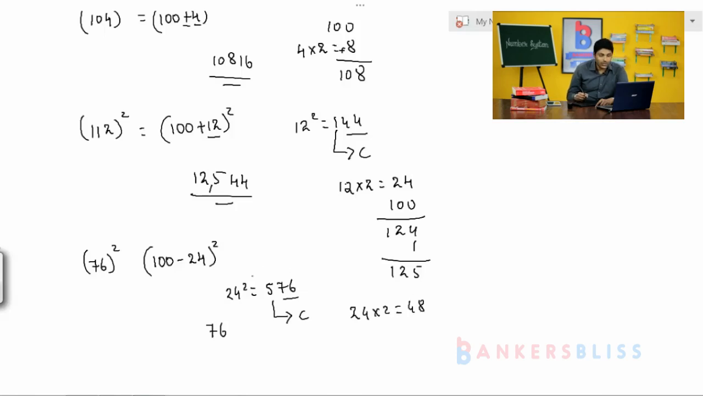So in the middle you have a subtraction sign, so 100 minus 48, that is 52. But 5 was the carryover, so you add 5. So how much are you going to get? You are going to get 57. Therefore the answer is 5776.